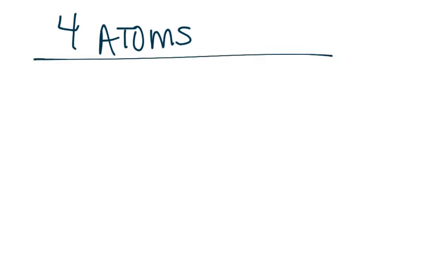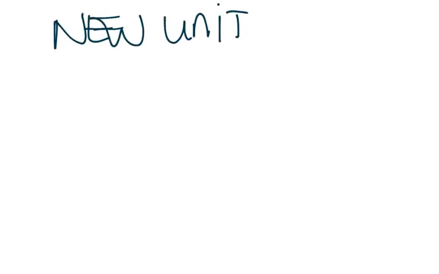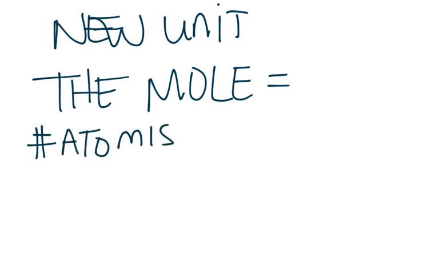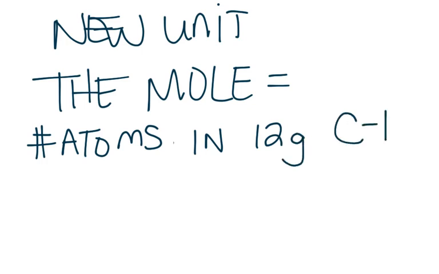So scientists actually created a brand new unit, and they made this unit simply to make our math easier. The new unit is called the mole. Dun dun dun. I would draw one if I could, but you know that I can't. A mole is defined as exactly the number of atoms, whoa, how's that for a misspelling right there, atoms in exactly 12 grams of carbon-12.